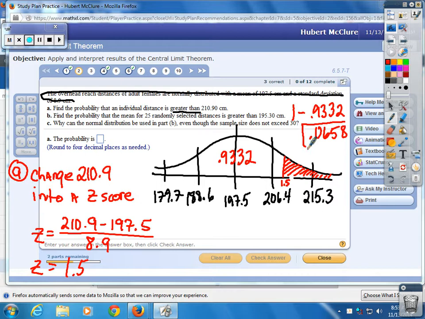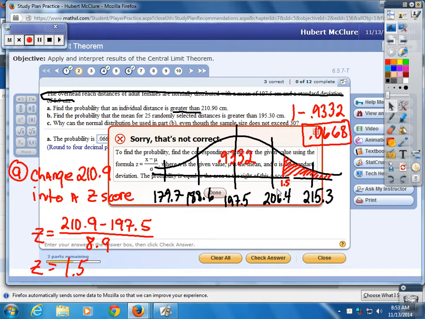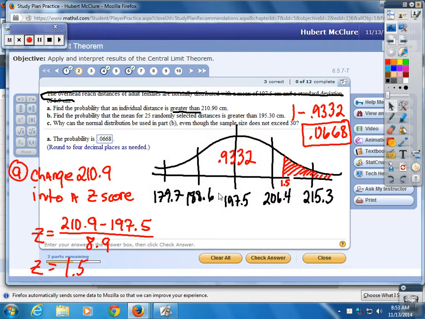So the answer to A is 0.0658. What is it? 0.0668. Okay, so you're just going to tell me wrong. Sorry about that, I was led astray. 0.0668. Now you type in 0.0668 and you feel good about yourself. Nope, you don't. I don't know what the answer is unless it's a rounding error.